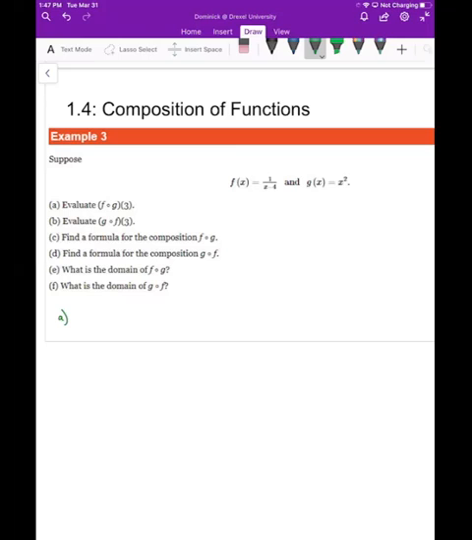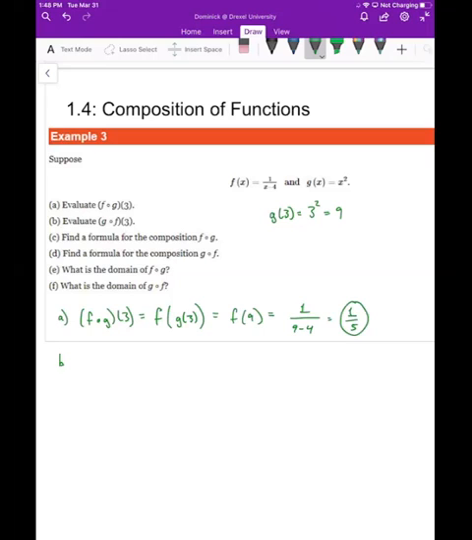So for part A, we want to find f circle g of 3, which means that I want to find f of g of 3. Remember, whatever's closer to the number is going to be your inside function. So first I need to find g of 3. Well, my g is x squared here, so this is 3 squared, so this is 9. So this means I'm doing f of 9, which means go to f and replace x with 9, so this is 1 over 9 minus 4, so this is 1 over 5.